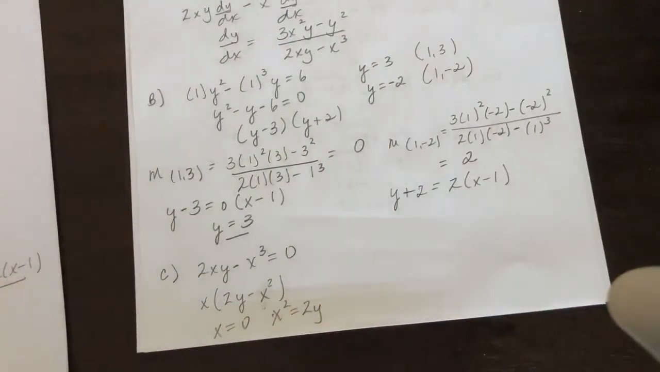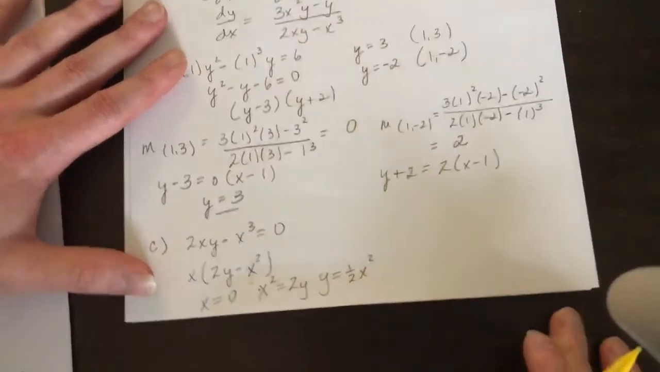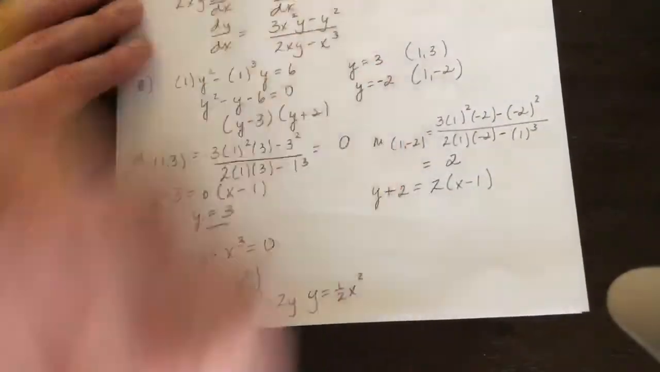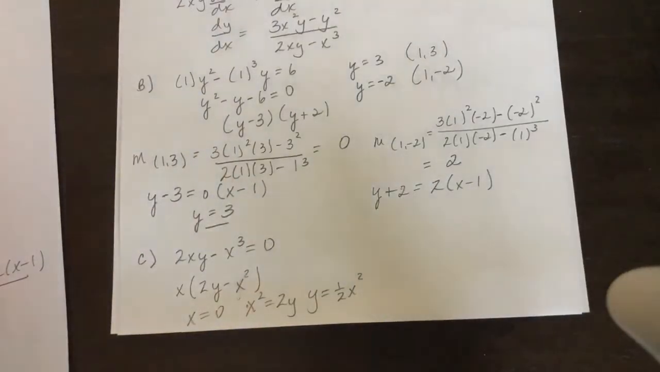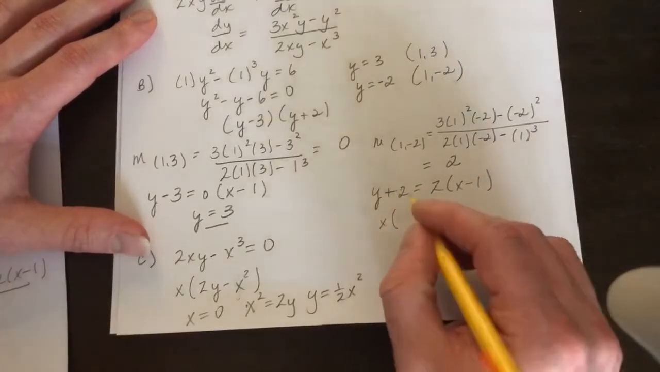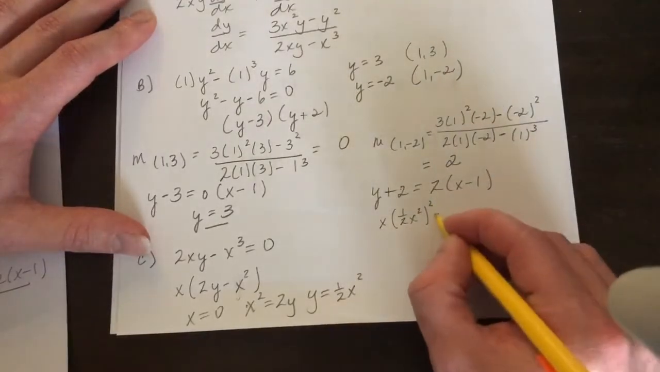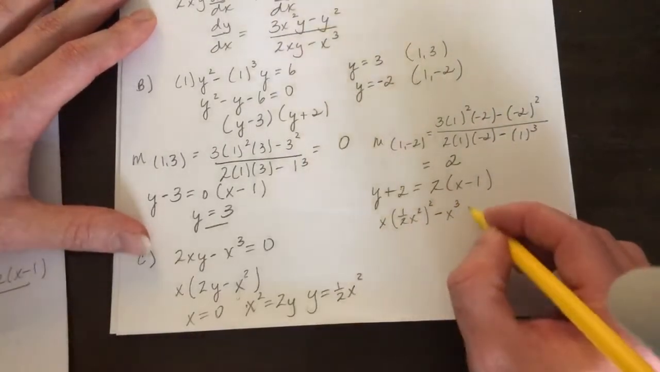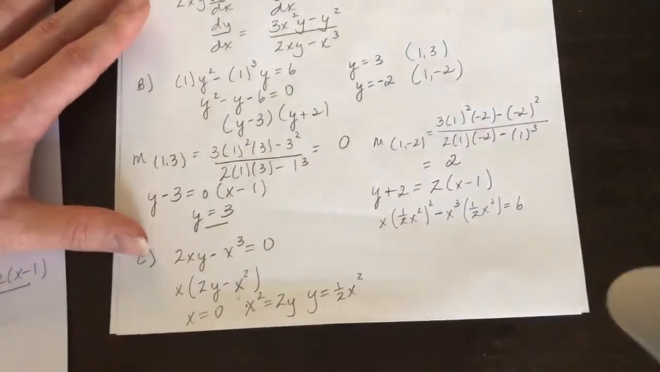Now, what we're going to do is we're going to take that and solve for y in this one. A little tricky. We're going to solve for y and plug it back into the original because you want to know what are the x coordinates when the tangent line is vertical. Okay, so you're going to take x times, you're going to plug in for y, so it's 1/2 x squared, squared, minus x cubed, and your y is going to be 1/2 x squared, is equal to 6.